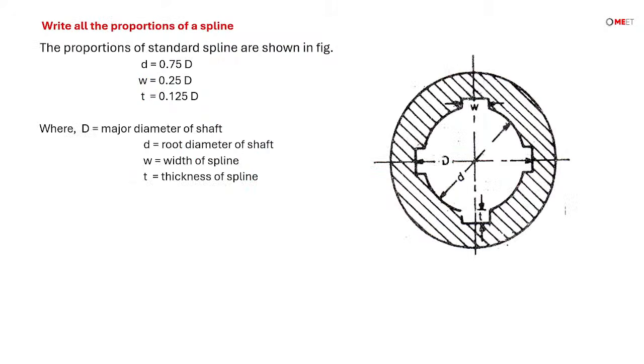Next question is, write the proportions of a spline. The proportions of a standard spline are shown. So D, that is the minor diameter or the root diameter of the shaft, is 0.7 times the major diameter of the shaft. Width of the spline is 0.25 times the major diameter, and thickness is 0.125 times the major diameter. So these are the proportions or empirical relations that need to be followed whenever a spline is being designed.